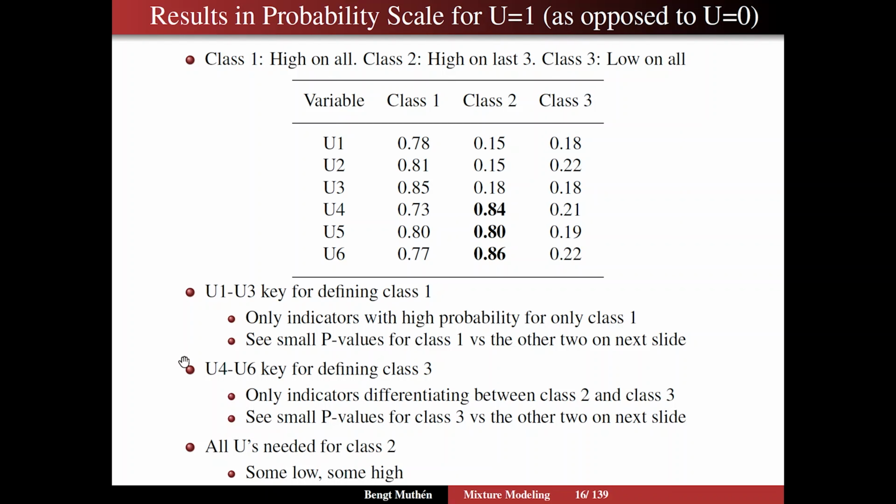Now you can look at that in more detail. The second sub-bullet here, the p-value sub-bullet, which shows up on the next slide, where the small p-values for class 1 are testing the difference in probabilities across classes. Where you have small p-values, there is a significant difference, class 1 versus the other 2. And likewise, to define class 3, you have small p-values for class 3 versus the other 2. So this is a little bit more involved.